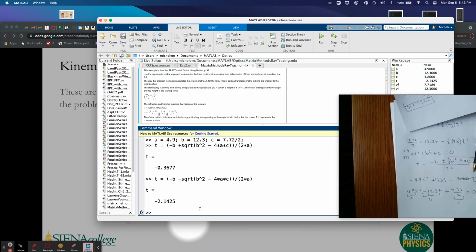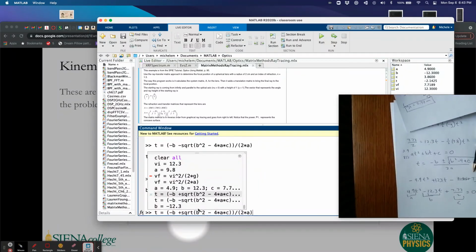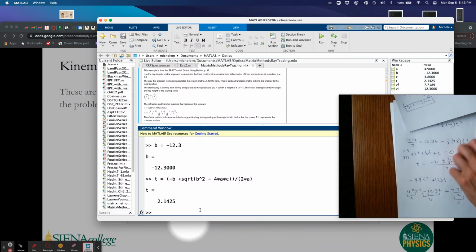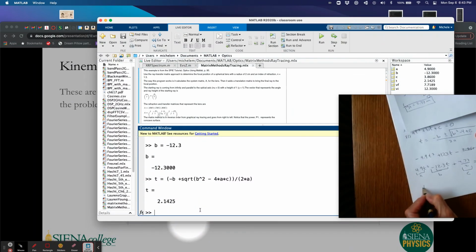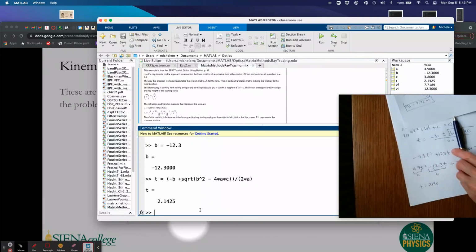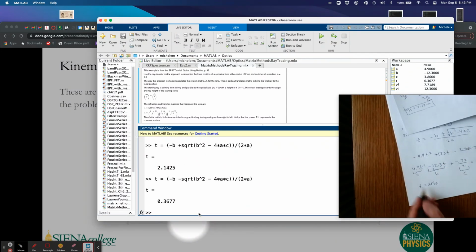Oh, I see. I think I see my problem. So here in my problem, I didn't keep the negative. So this is a negative 12.3. Okay, and now if I go and run this again, yeah. All right, so I might have two answers. One answer is t is equal to 2.14 seconds. And then let's try the other one. It's going to be 0.36.